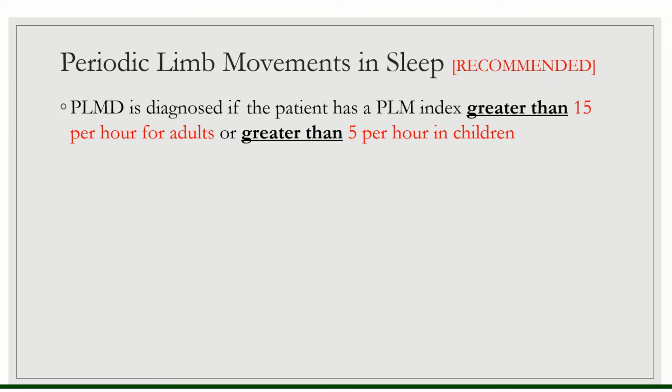for children. Don't get on the test and you see 15 and you just select that because it's 15. Or don't just select 5 because it's 5. No, it has to be more than. So on your RPSGT exam, if your answer choices are 4 and 5 and 6 and 7, then 6 would be the best choice for periodic limb movement index in children, to diagnose periodic limb movement disorder.